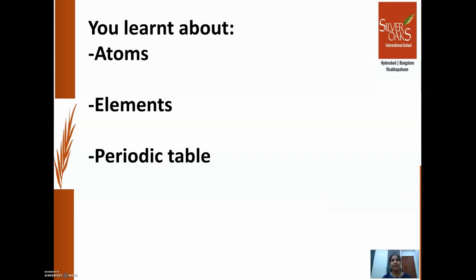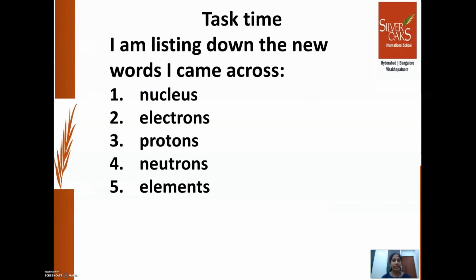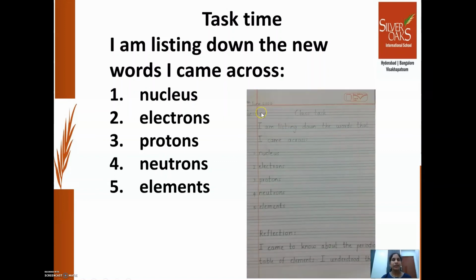Okay? Let's learn a few new words to improve our scientific vocabulary. So, from the last class and today's class, we came across a few new words, right? Like nucleus, electrons, protons, neutrons, elements, right? So, let's list them down in the journal and learn them. So, your task is to list down the new words and to learn them. Open your journal, write today's date, day, class task, and put the heading as I am listing down the words that I came across. First one, nucleus. Second one, electrons. Third one, protons. Fourth one, neutrons. Fifth one, elements.